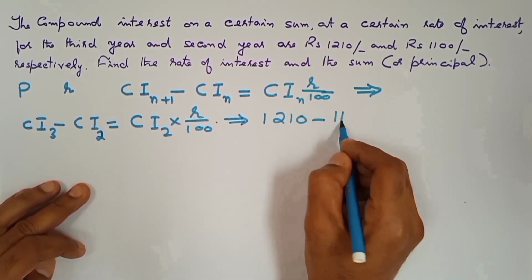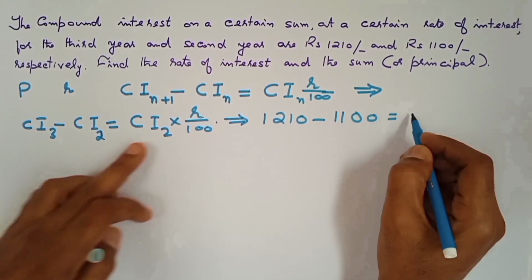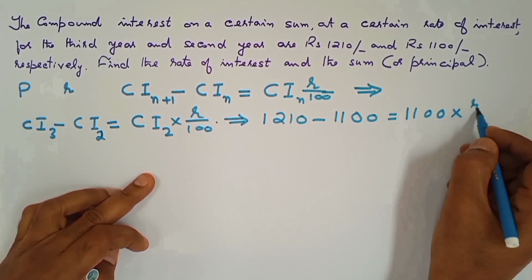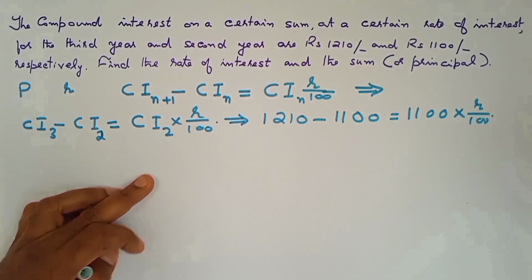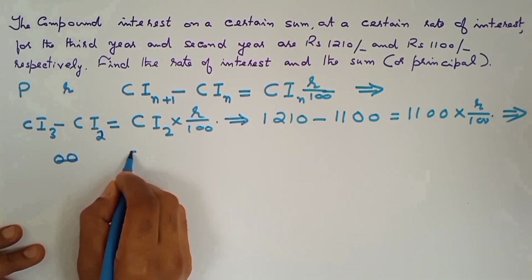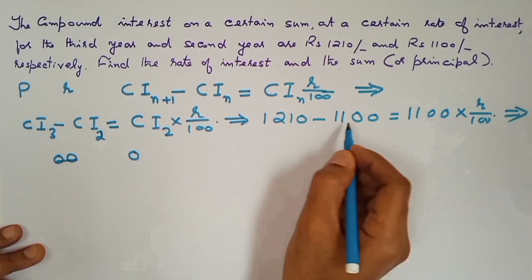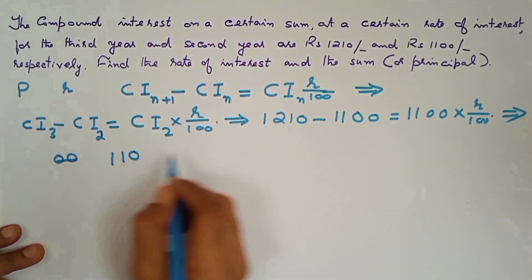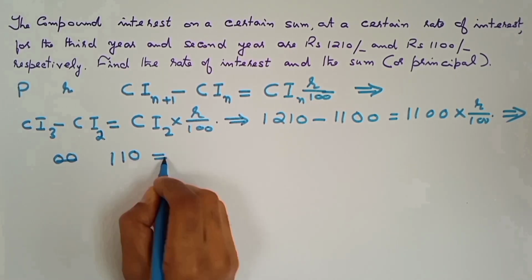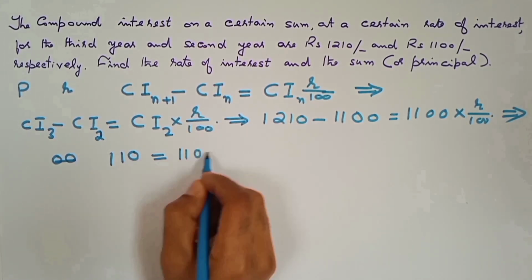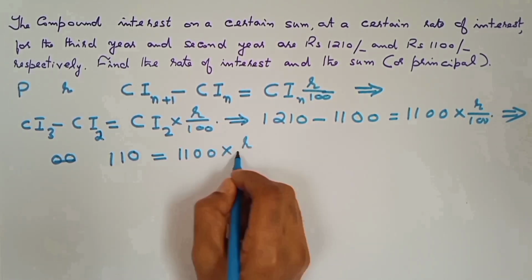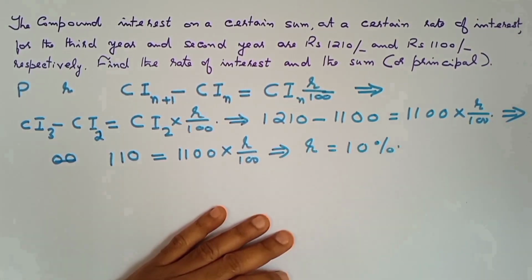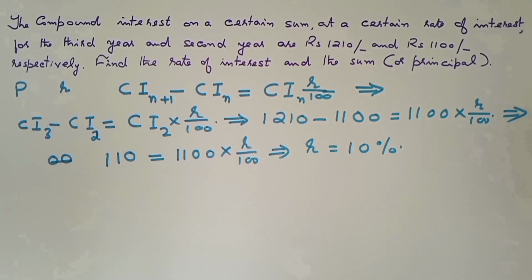CI2 is 1100. Again, that's 110 into R by 100. Simplify this. There is a difference between these two, and that's equal to. On simplification, R is equal to 10%. So we got the rate of interest as 10%.